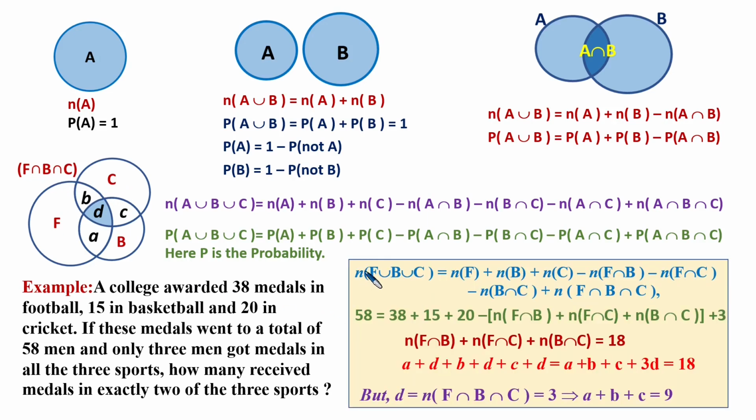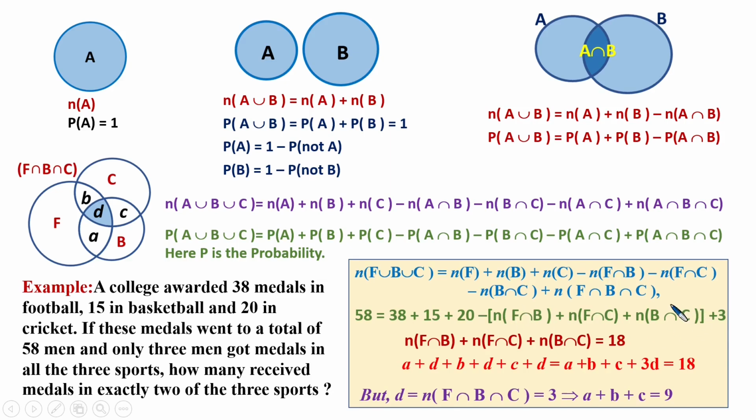I write the number of elements in football union basketball union cricket, F union B union C, labelling them with capital letters, and that is equal to the number of elements in F plus the number of elements in B. This is the formula which we have written here, except that A becomes F, B is basketball, and C is cricket. Now this is given to you. How many men have got it? 58 men. A total of 58 men got medals, out of which 38 got medals in football, 15 in basketball, 20 in cricket, and in this one 3 of them got. A total of 3 men got medals in all the 3 sports.